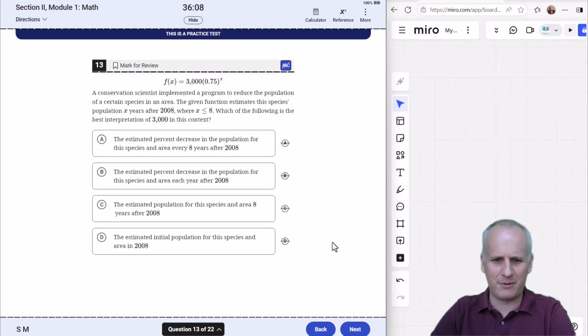But we'll click next from number 12 now. And again, we've got another interpretation of the algebra, not actually solving for the algebra kind of question.